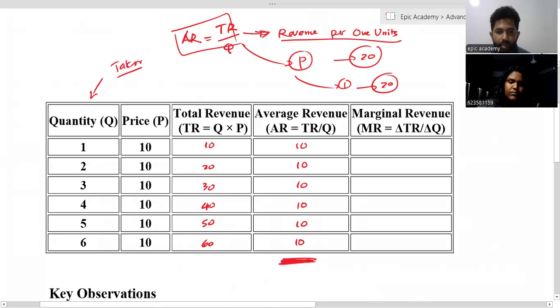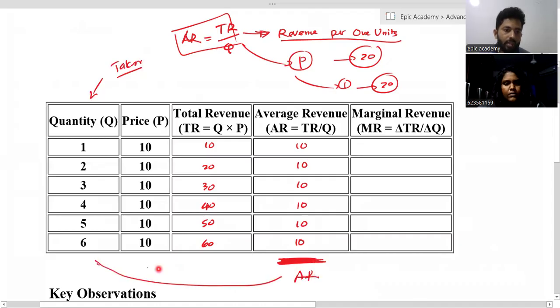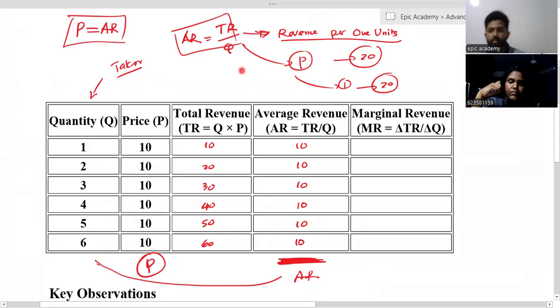Just look at the values for the AR: always equal to price. So this is another identical, valuable piece of information. So then P is always equal to AR. Isn't it? Yes.